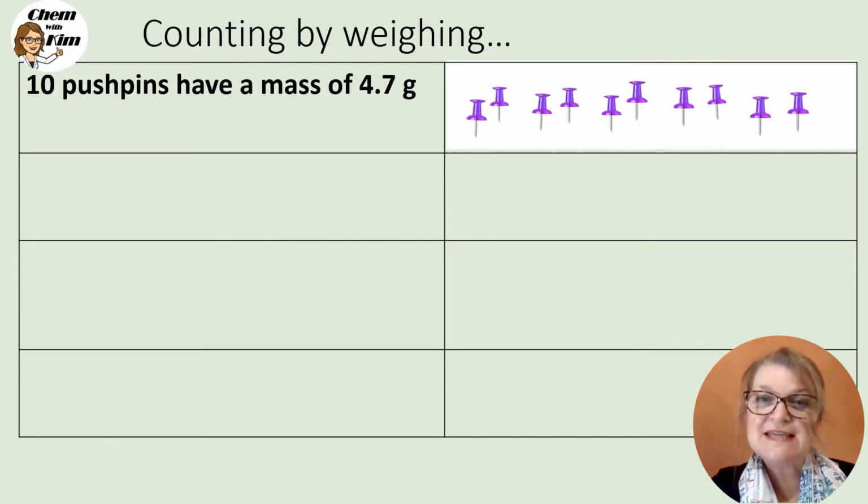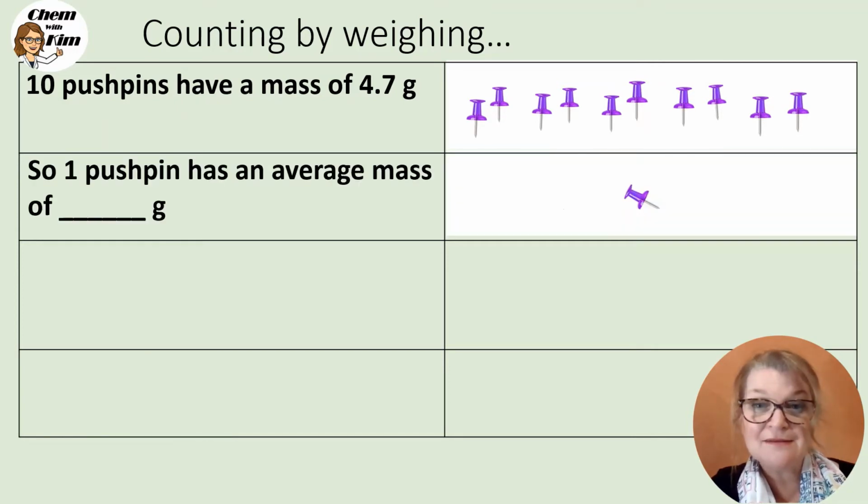If we have 10 push pins and we know the mass of 10 is 4.7 grams, then we could figure out the average mass of one push pin by dividing 4.7 by 10. So the average mass of one is 0.47 grams.